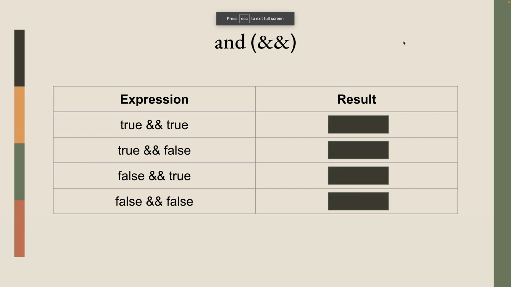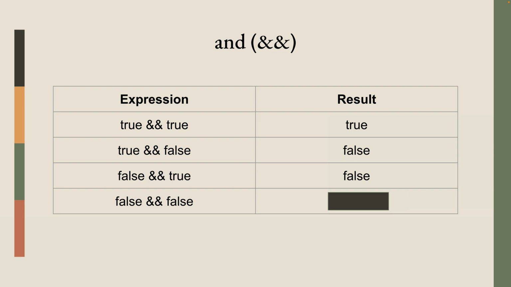So putting it formally into a definition, true and true, what does that come out to? True. True and false? False. And then false and true will also be false. False and false? False. Cool. Any questions on and?